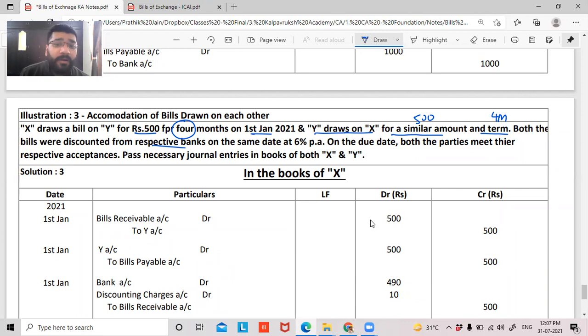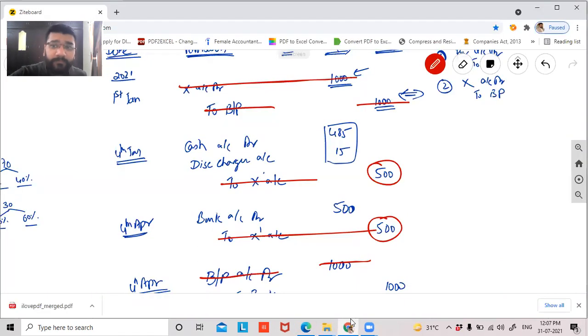At the rate of 6%. So the discount charge is 6%. On the due date, both the parties meet their respective acceptances. Pass necessary journal entries in the books of X and Y. Very easy.